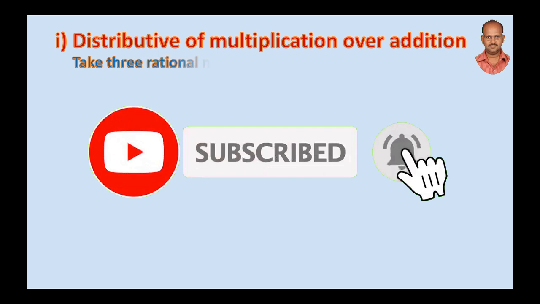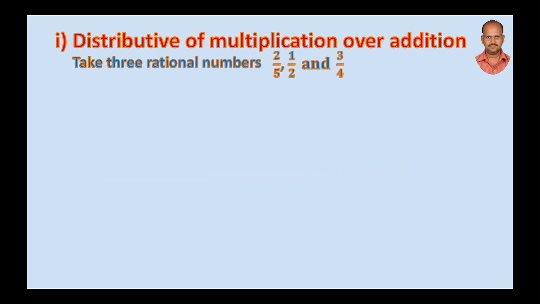Take three rational numbers, that is 2 by 5, 1 by 2 and 3 by 4. Let us verify whether both are equal or not.